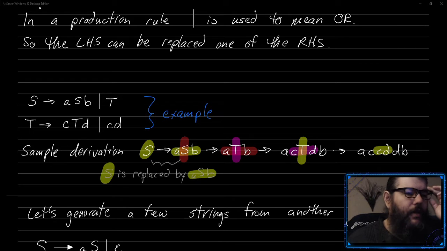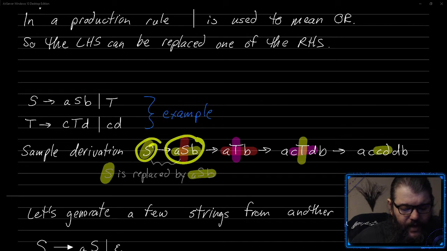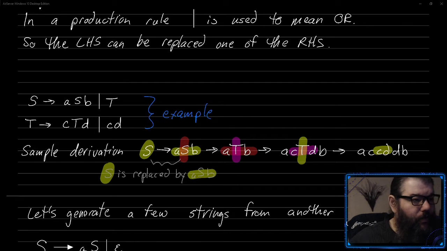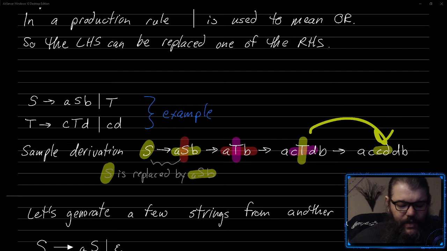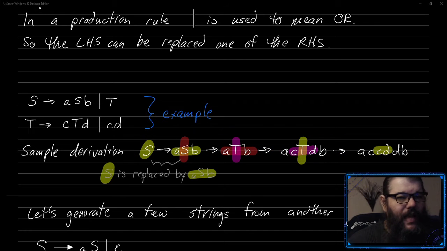As an example of a way to derive a string in this language, you take your starting symbol and replace it with something. So in this case, S is replaced by ASB. And then you pick a variable in this expression. There's only one, so we have to pick that one, and you replace that with something. In this case, I'm replacing it with T. And then you take that next variable and replace it with something. In this case, I'm replacing it with CTD. That's one of the options for T. And then lastly, I'm replacing T by CD. So I would say this string can be derived in this way. And so we see that ACCDDB is a string in our language.